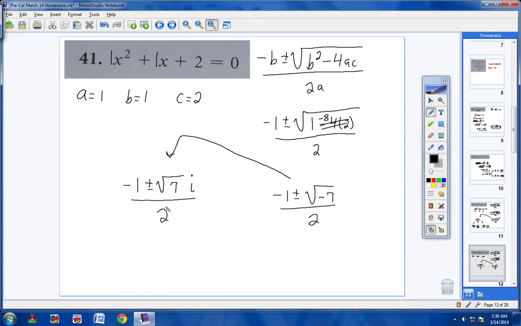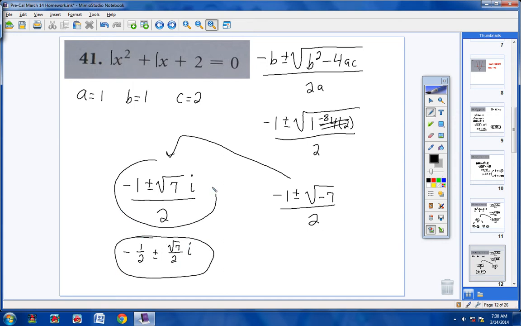Now, every book is different, and I'm not sure how the back of the book works. I'm okay with this. A lot of books want you to split it up into two fractions, so it's in standard form. They want you to put, see this negative sign right here? They want you to put negative 1/2 and then plus or minus the square root of 7 over 2 i. I'm okay with this. But one thing I'm not okay with is this.